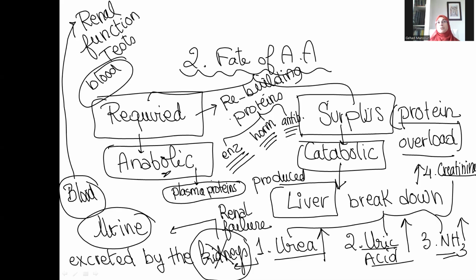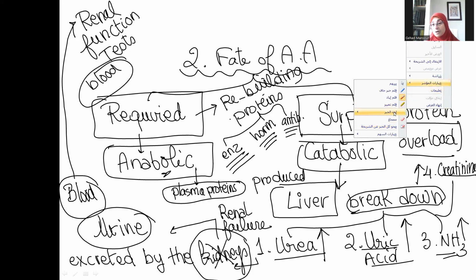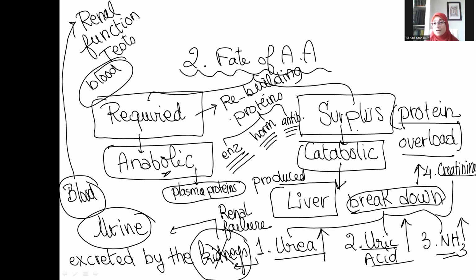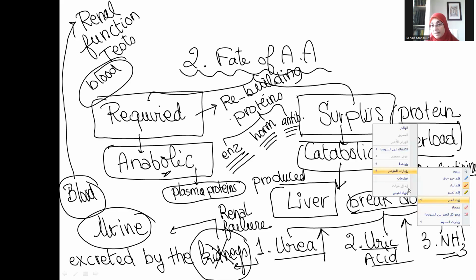Now, what about breaking down proteins in a similar way of breaking down carbohydrates? We have just said that proteins are being catabolized or broken down to give rise to waste products, which are urea, uric acid, ammonia, and creatinine. But what about breaking them down?